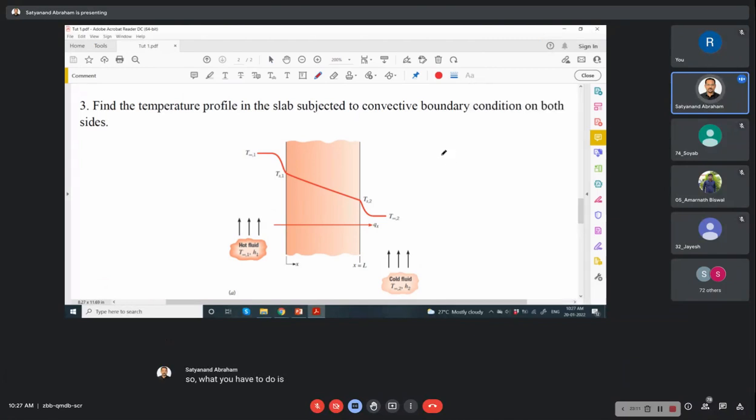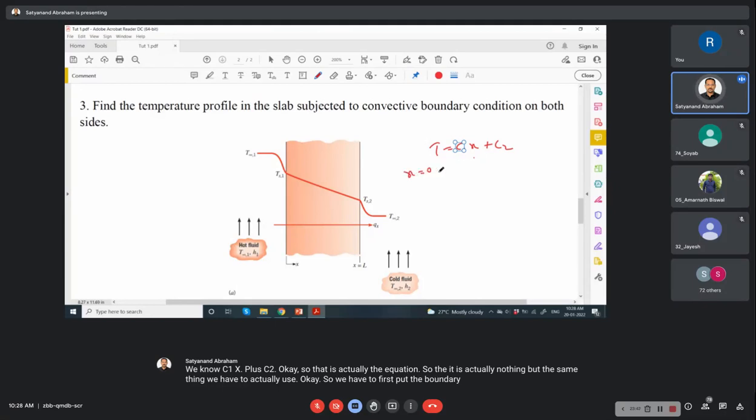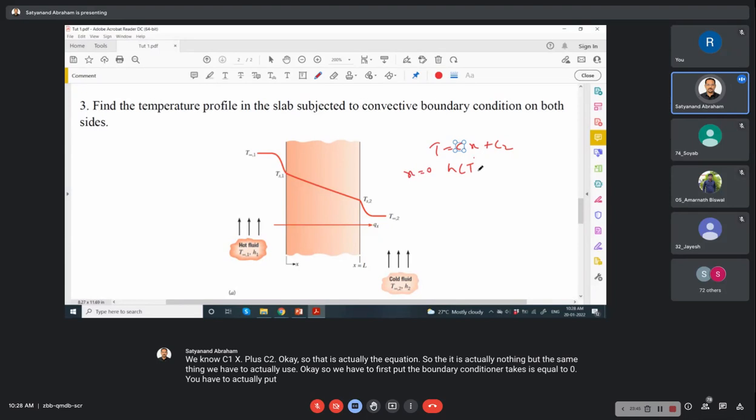We know T is equal to C1x plus C2. So that is actually the equation, and it is nothing but the same thing we have to use. We first put the boundary condition at x is equal to 0: h into (T infinity 1 minus Ts1) is equal to minus k dT by dx.